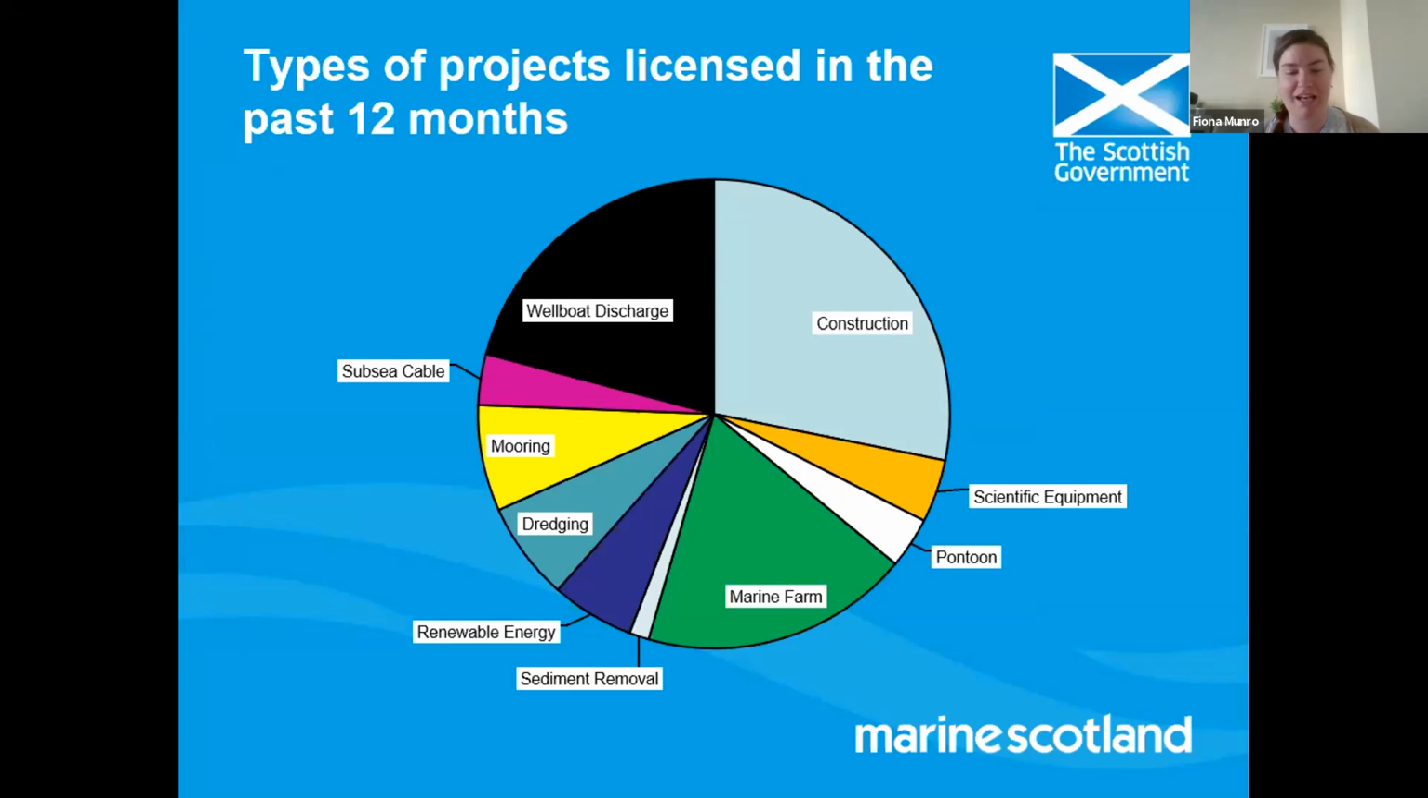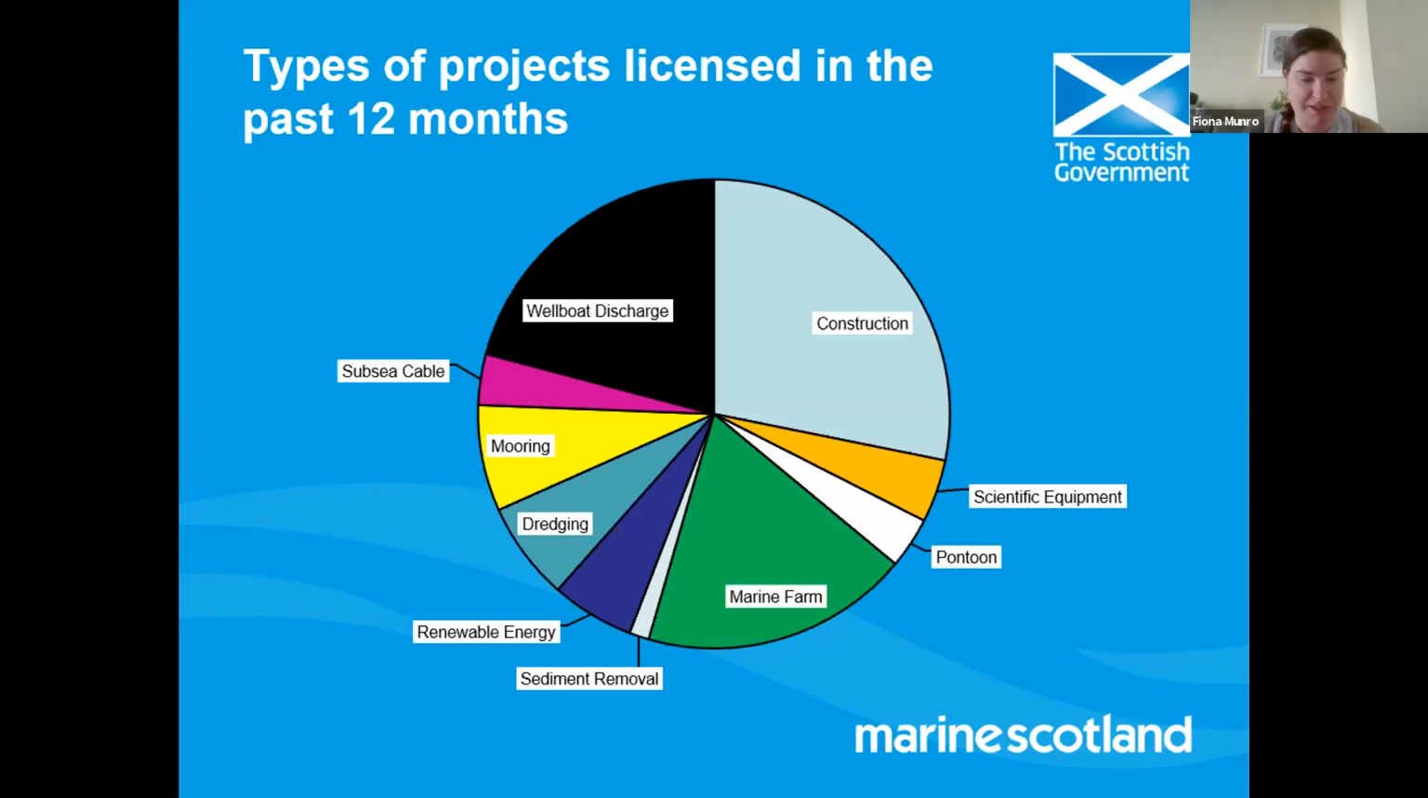So in terms of the different activities that we license, this is just a pie chart showing the projects we've licensed in the past 12 months and the proportion of what kind of things we're licensing. In the past 5 years, on average, we're licensing about 488 marine licenses per year. That's not including the renewable energy project licenses. It does actually include that for this one.